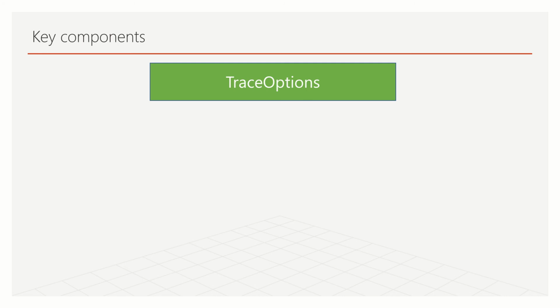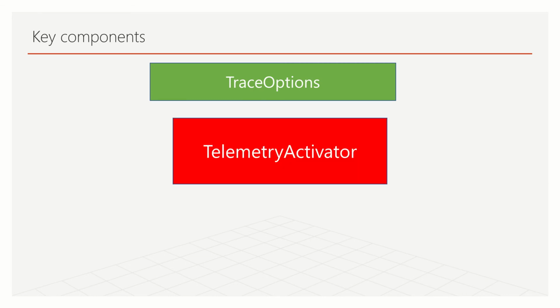The first one is the trace options. This is just setting the option. This is tied to the host JSON of the Azure Functions. This is an identical setting to the host JSON, so you can configure it by the host JSON. And then the biggest one is the telemetry activator.